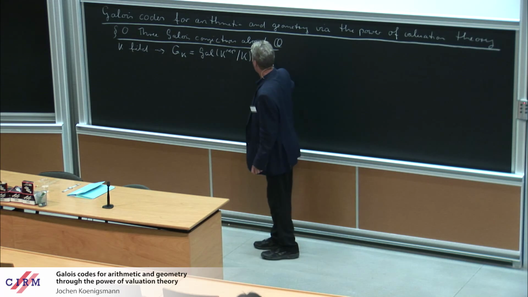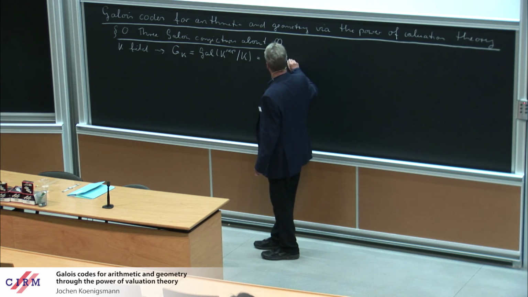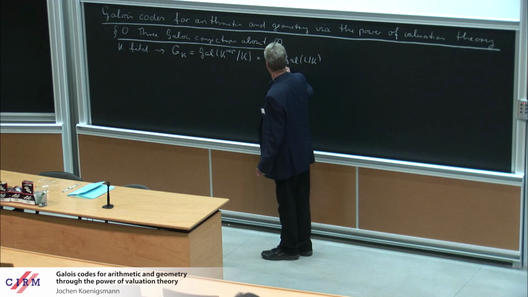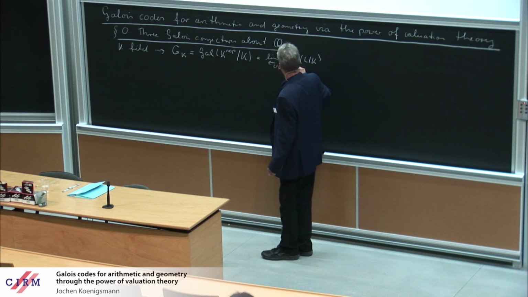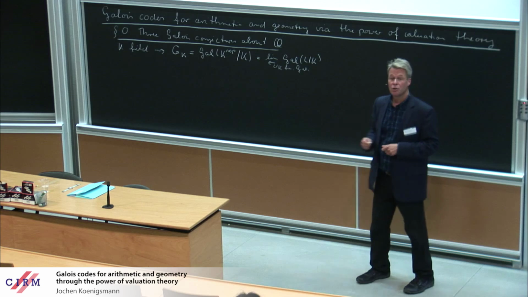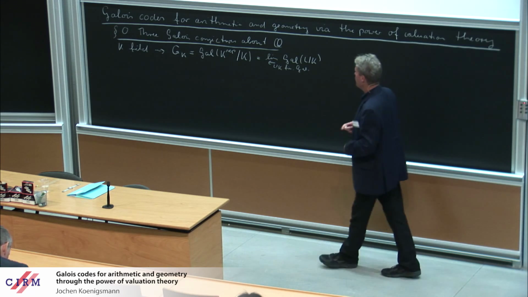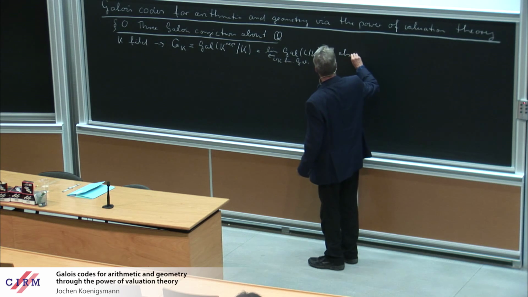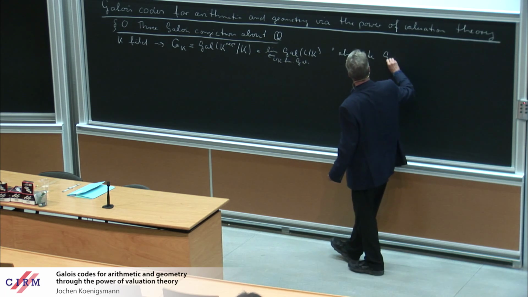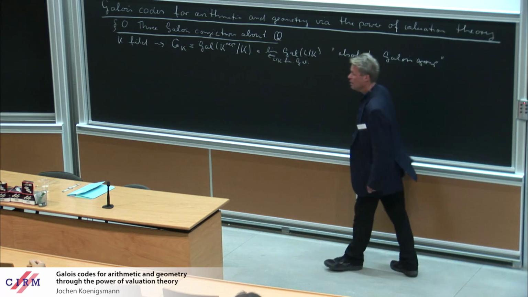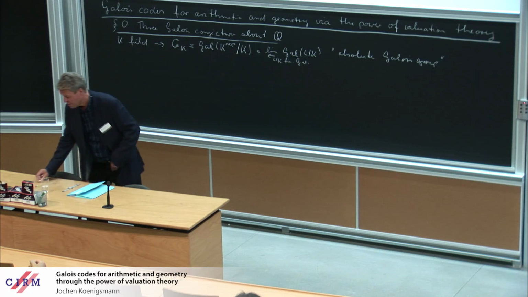You can also think of it as being the inverse limit of the Galois groups of all finite Galois extensions L over K within a fixed algebraic closure. So it becomes naturally a profinite group this way, and this group is called the absolute Galois group. It's absolute in the sense that every Galois group occurring over the field is a quotient of it.